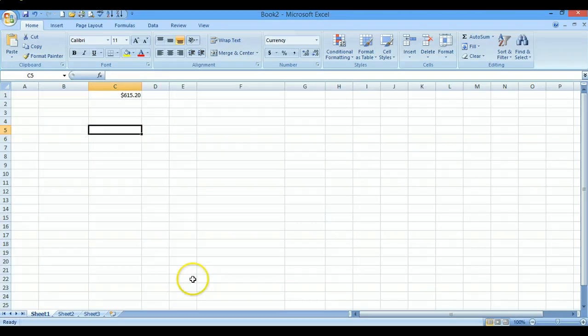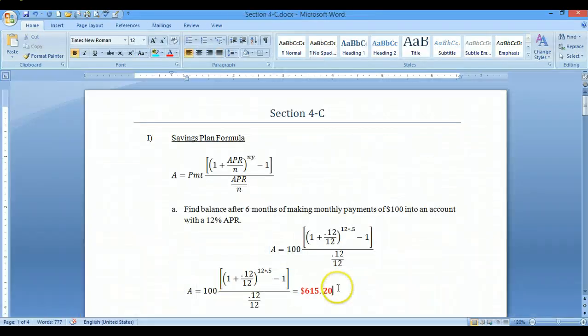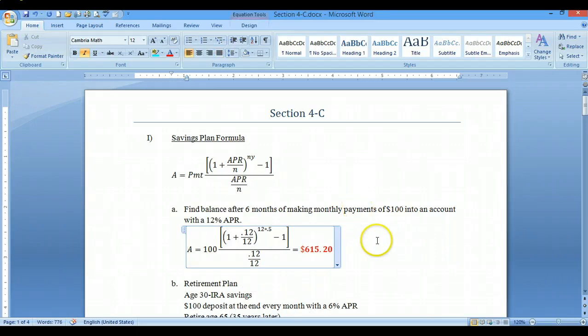We have $615.20, which matches what I previously put down. I'm going to go ahead and erase that so my notes still match up. And notice we're going to highlight this in some fashion to make it read as the answer.